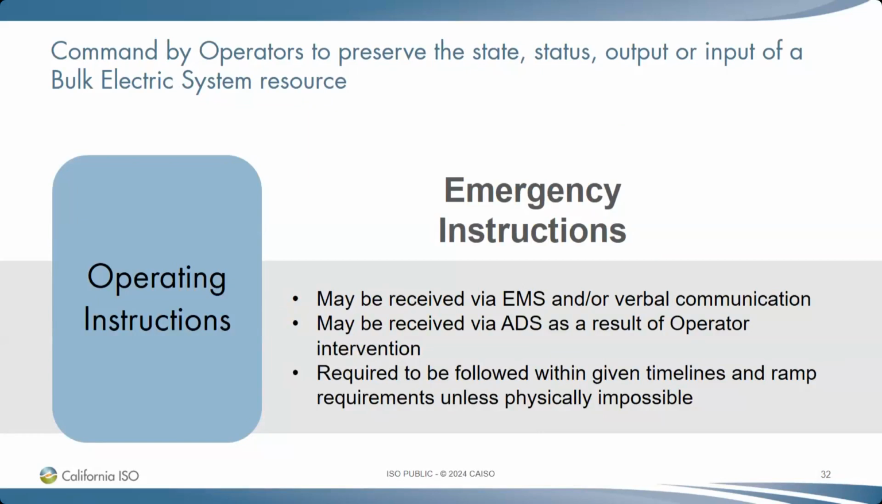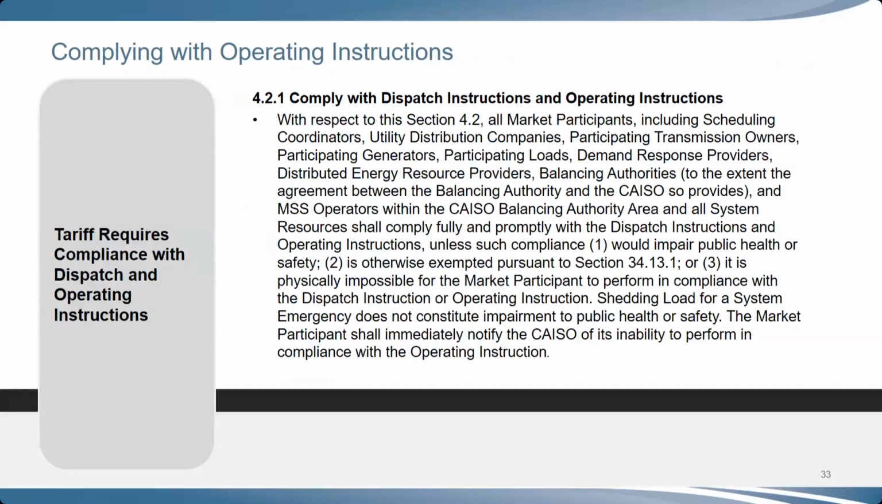So we talked about where they can come out. They might come out through EMS, like Drew just said, might be verbal communication, and they might also come out by ADS, and that's, again, by the operator intervention. They are required to be followed within the given timelines and the ramp requirements unless physically impossible. We do understand that, as much as we'd like for all the energy to show up and run perfectly, there are instances when it just can't because of physical issues. It doesn't mean that you're going to be in trouble if it can't, but you need to let the market know and let the operator know.